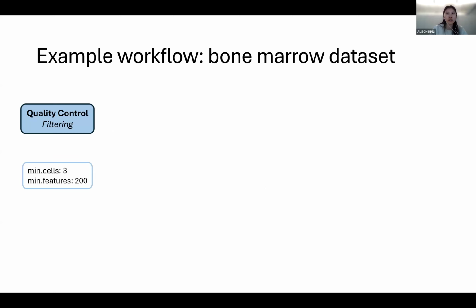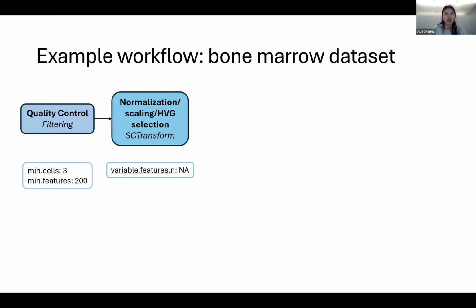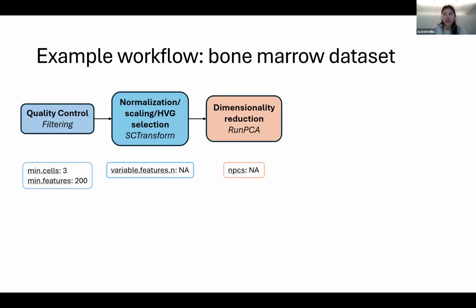The first thing I did was look at quality control, and after looking at a couple different choices for these parameters, I decided on min.cells 3 and min.features 200. And from there, I used SCTransform to perform the normalization, scaling, and highly variable gene selection. And I used the default, which was 3,000 for the number of variable features chosen. After that, I used PCA to run dimensionality reduction, and I was following the SCTransform tutorial, so I also just used the default for NPCs as they recommended.